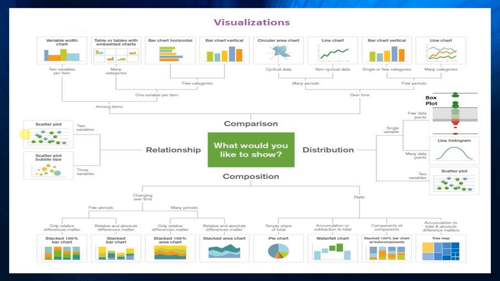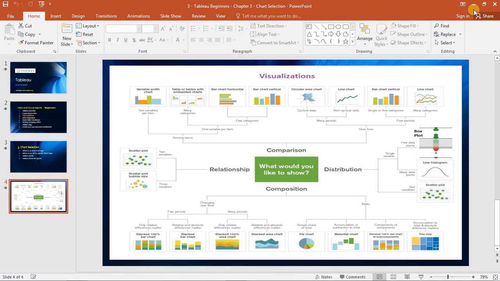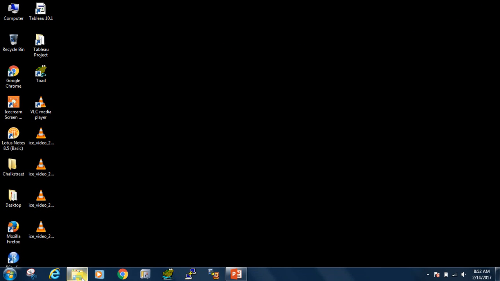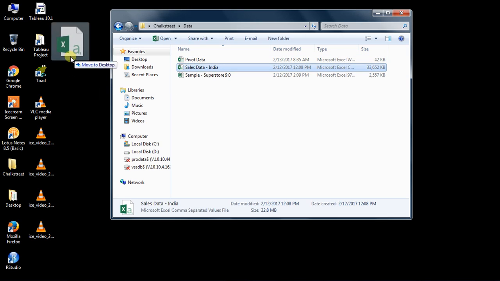I will explain all these things in detail when I show you a live example. So let's take some data.